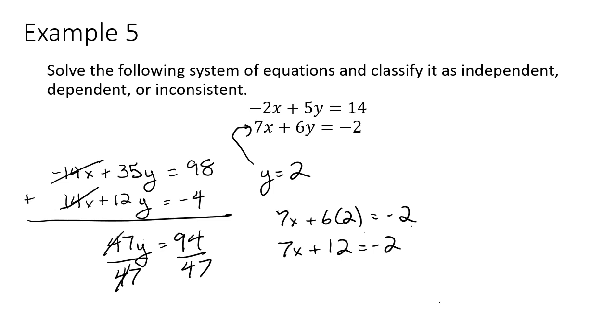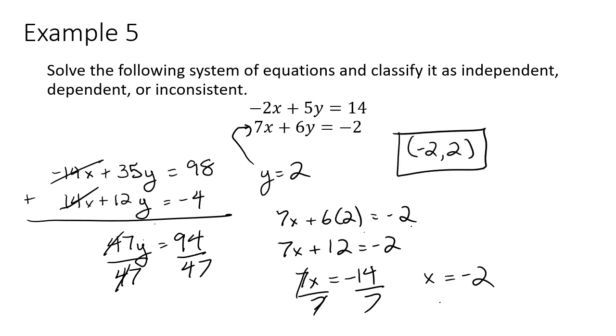So if I subtract 12 from both sides, negative 2 minus 12 would be a negative 14. Divide by the coefficient of 7, we get x is equal to negative 2. So the solution to this system of equations, x, y, would be negative 2, positive 2. And so once again, because we got a single, unique solution to this system of equations, this would be an independent system.